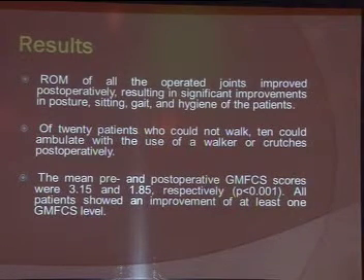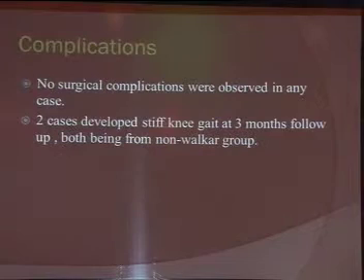Of the 20 patients who could not walk, 10 could be ambulated with the use of walker and crutches post-operatively. The mean pre-operative and post-operative Gross Motor Function Classification System scores were 3.15 and 1.85 respectively. All the patients saw an improvement of at least one Gross Motor Function Classification System score.